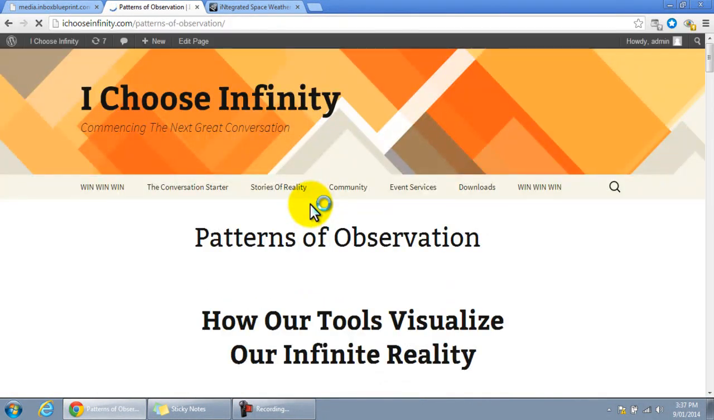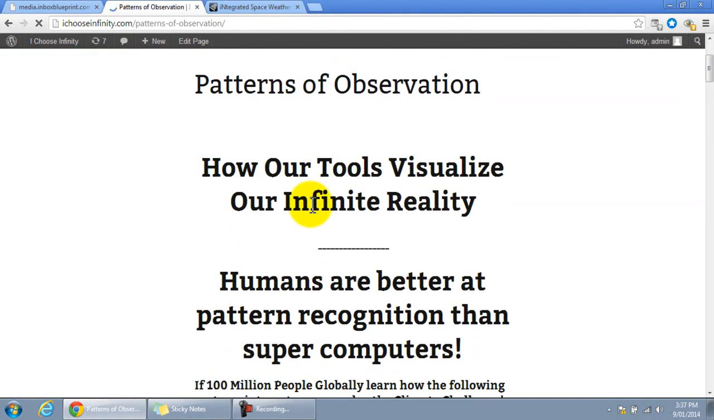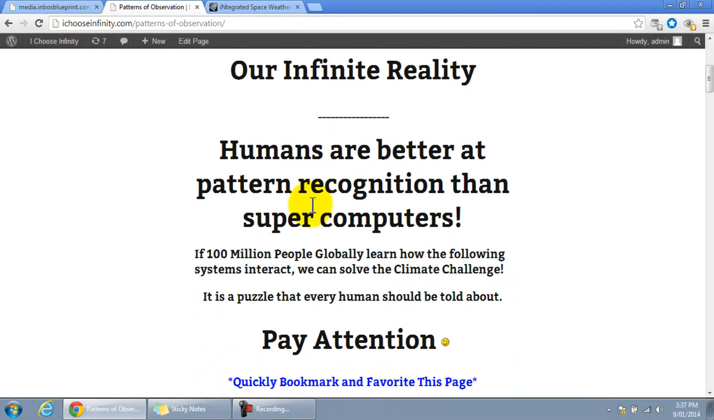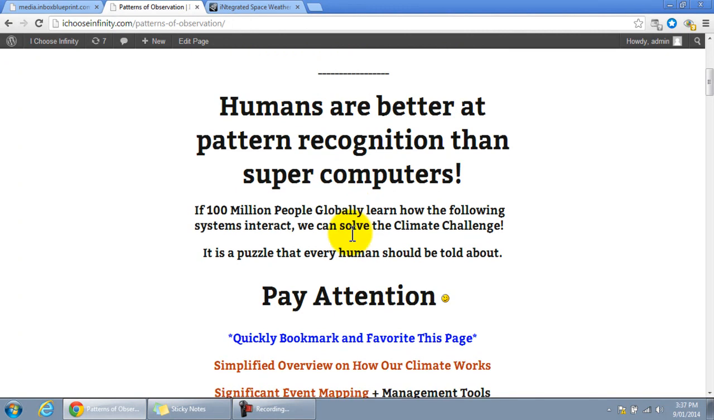So this is a new page that I'm developing, Patterns of Observation. It shows you all the tools to visualize our infinite reality. But currently, humans are better at pattern recognition than supercomputers. So we need a lot of people to look at these data sets and recognize the patterns, what's the cause, what's the effect, and then we can build a model of reality so we can predict what's going on and we can counter it with mitigation for global disasters and such.